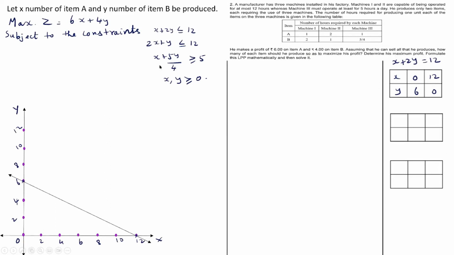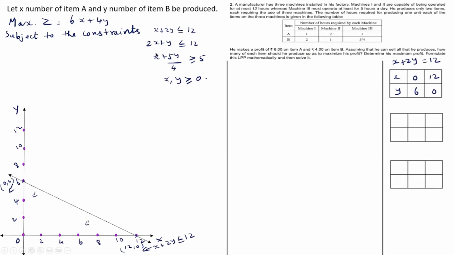Here, to find the region corresponding to a particular inequality, we can substitute the coordinates of the origin and check. The coordinates of the origin are (0, 0). When we substitute x as 0 and y as 0, we get 0, which is less than 12. The meaning is that the region corresponding to this inequality is on this side of the origin. So this point is (12, 0). This is (0, 6). And the inequation is x + 2y ≤ 12. It is this part.